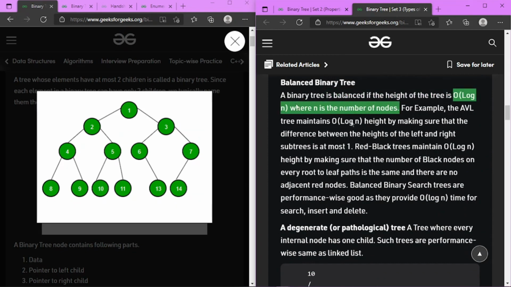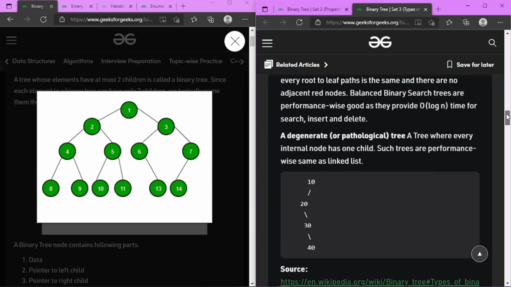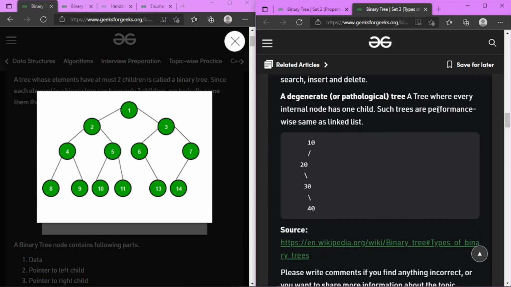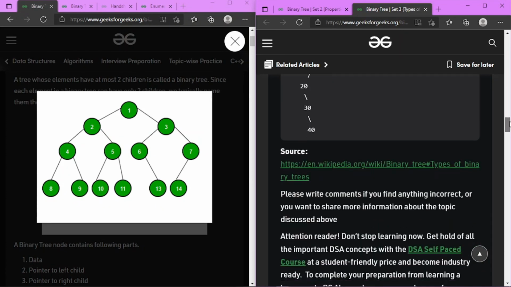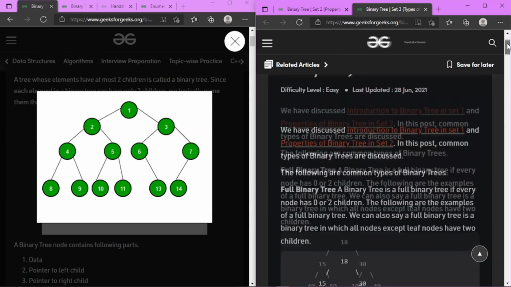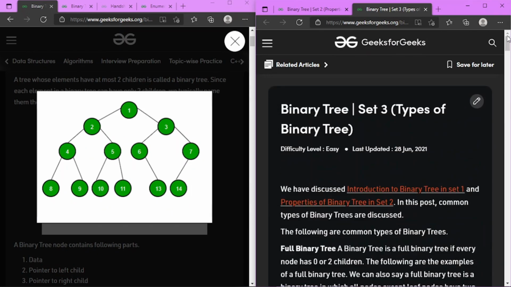Don't be confused, because we will discuss the balanced binary tree in some next videos. But now let's consider the degenerate tree. A tree is a degenerate tree or a pathological tree when every internal node has only one child. Such trees are performance-wise the same as linked lists, so you can consider this to be a linked list as well. So I hope you have understood the binary tree in detail and some introduction to what a tree is. Till the next video, keep watching and keep learning.